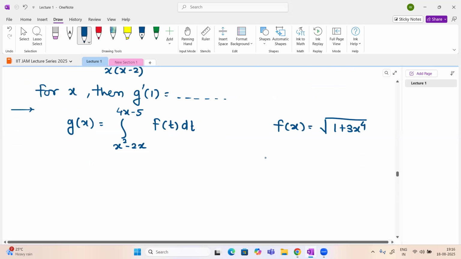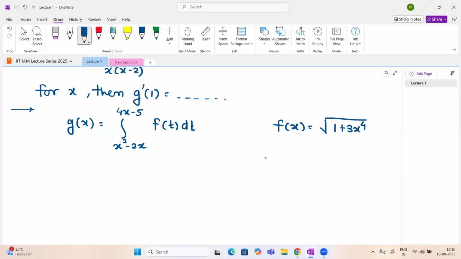Sir, can we solve this by integrating f of t with dt and just put the limits, because x may be considered a constant when we integrate the function with respect to t? But see, Leibniz rule. Yeah, very good. You are talking about the direct method, that means solve the integration, then put the limits. But see, the Leibniz rule is quite simple. Easily you can find it.